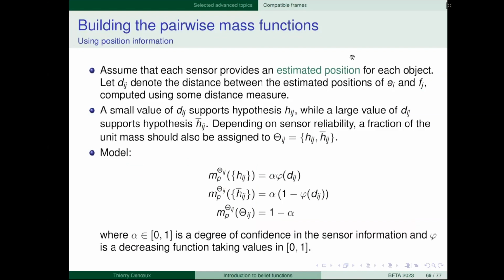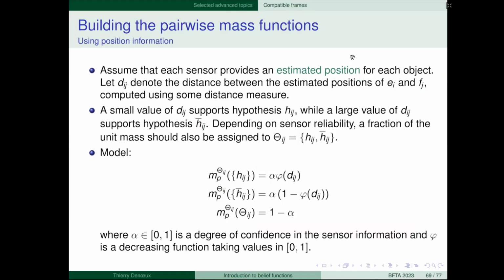Okay? And so we can define a mass function like this that will assign some mass to hij, the two objects are the same. The mass will be defined as some function phi of the distance. Okay? So this function phi should be decreasing, because the larger the distance, the less likely it is that the two objects are the same. Okay? Then we will have some mass on hij bar, the objects are not the same. Okay? And some mass on theta.